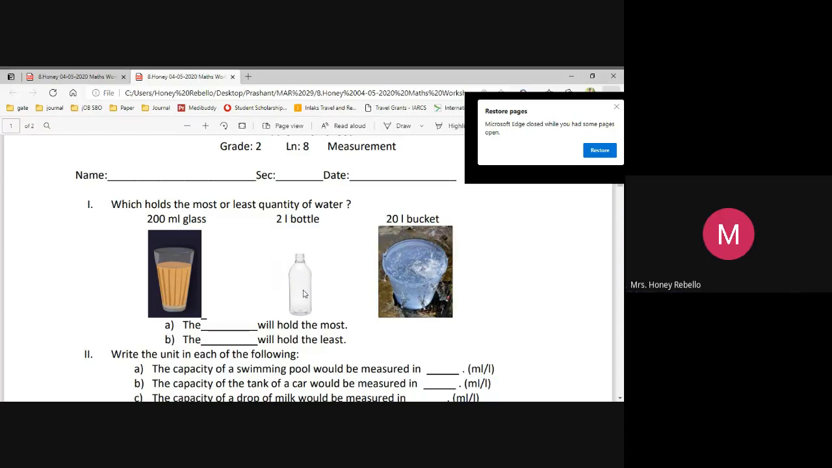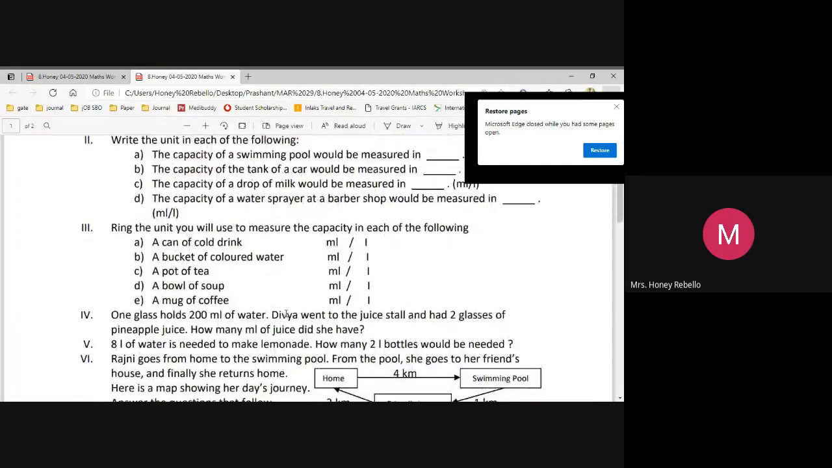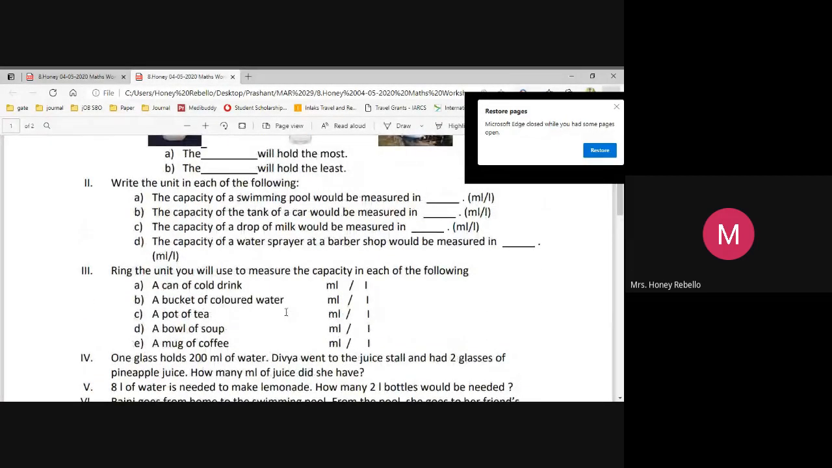Glass. Yes, very good. Children, just have a look at these pictures. First one, a glass. Actually, tea is put there, but you just imagine it's water. Second one, a bottle of water, 2-liter. Then 20-liter. So the bucket holds the most and the glass holds the least. Very good. Now we'll go to the next one. You have to think of an answer. Don't write anything.